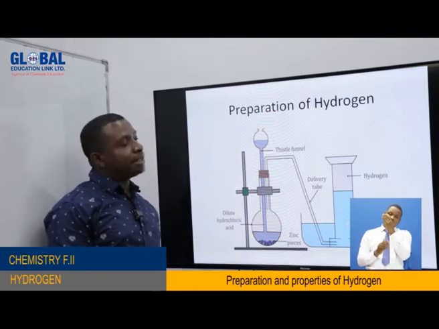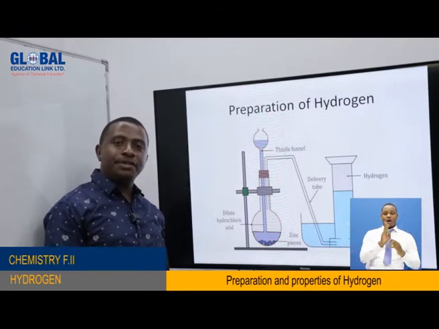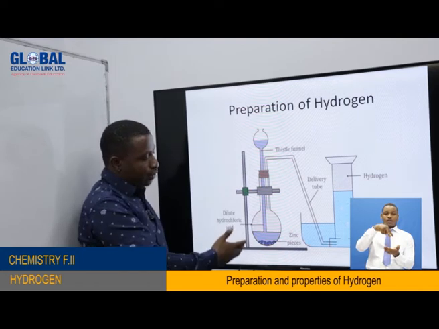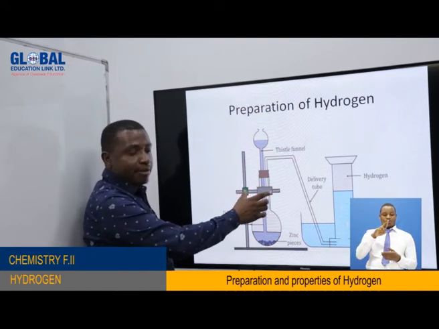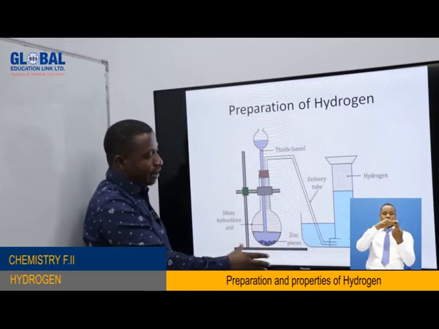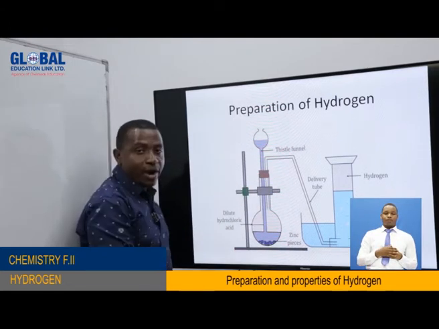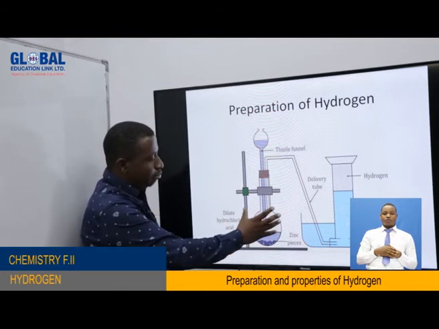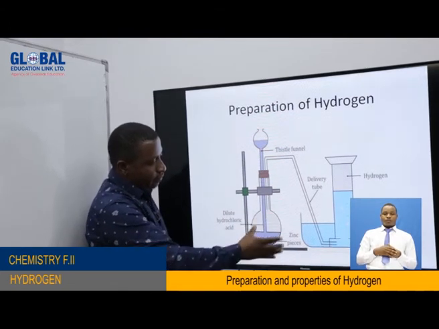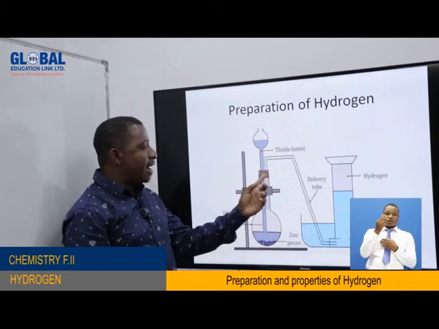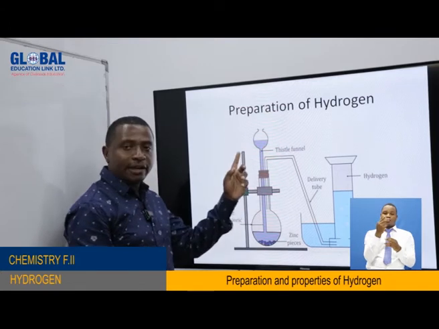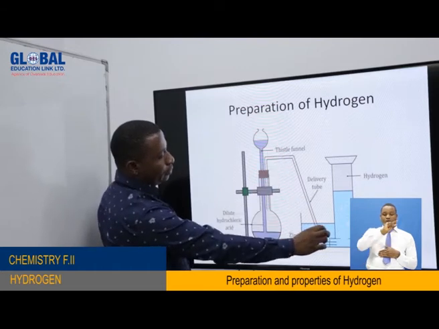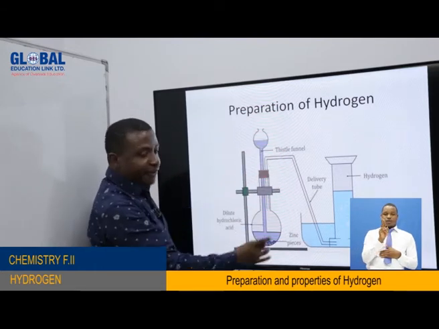This is the experiment setup on how to prepare hydrogen in the laboratory. You can now see you have your retort stand. It has a clamp to adjust to different sizes depending on the height you want. You have this flask here, called a round bottomed flask. You also have the rubber bung with two holes, one hole with the thistle funnel and the other with a delivery tube.